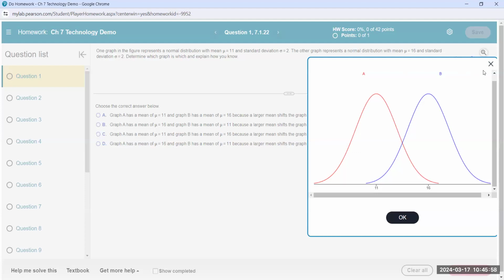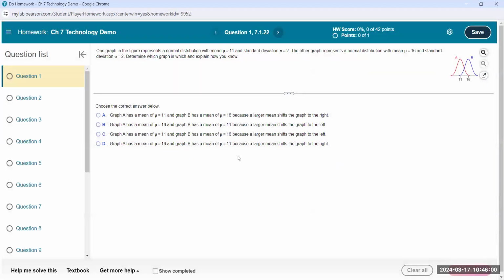Okay, so let me close this. And I have to see why. Because a larger mean shifts the graph to the right, so a larger center. So 16 is a larger center. Did it move it to the right side? Yes. And then this one says a larger center would shift it to the left, which would mean B would be on the left side of A, which is not true.